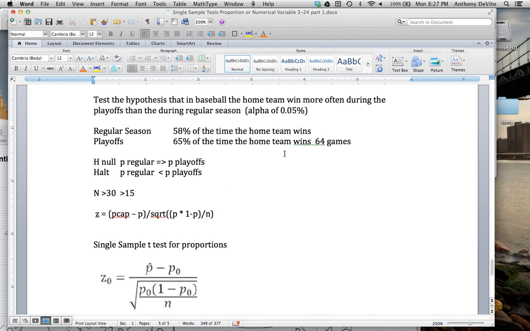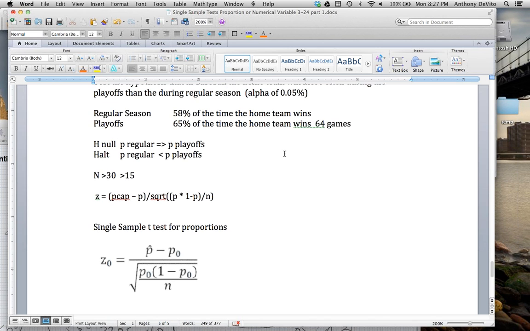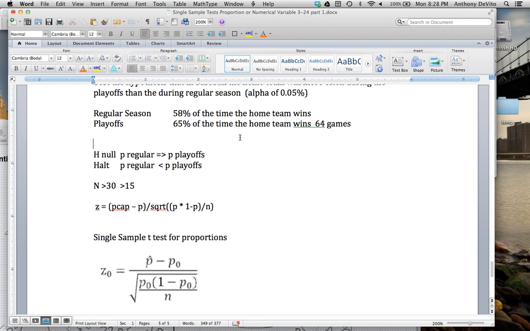Okay, so now how do I calculate my confidence interval for this? Well, remember, you do the confidence interval for your sample, right? So my sample P cap is equal to 0.65.